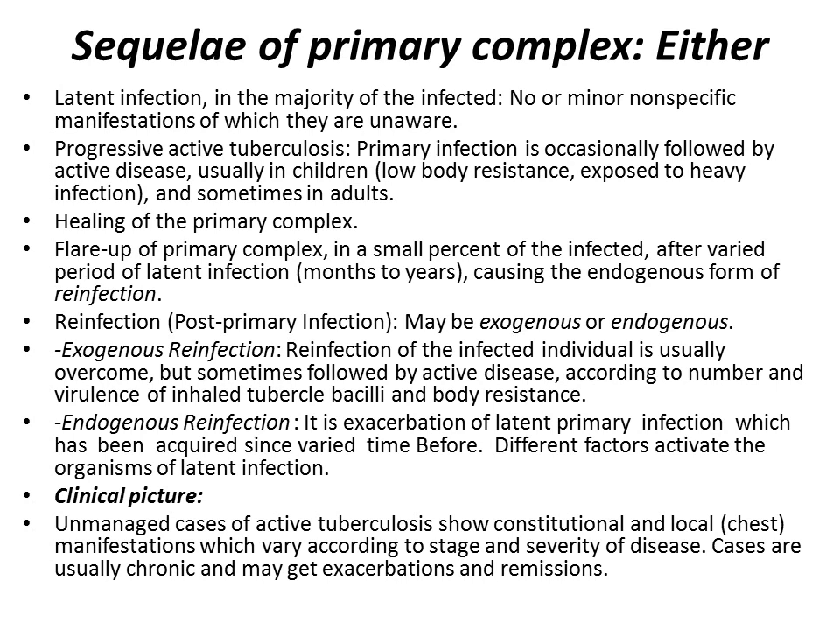Sequelae of primary complex: this may lead to latent infection. About 2% of latent infections will be transformed to the active one, or may lead to progressive active tuberculosis. Sometimes healing of primary complex. Sometimes decreased immunity leads to the flaring up of primary complex. Or reinfection, which may be exogenous or endogenous.